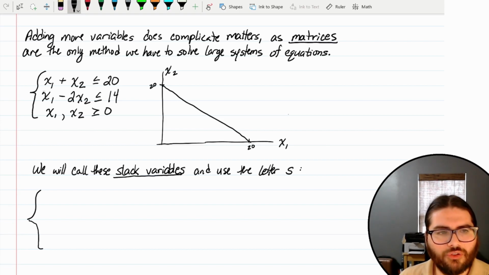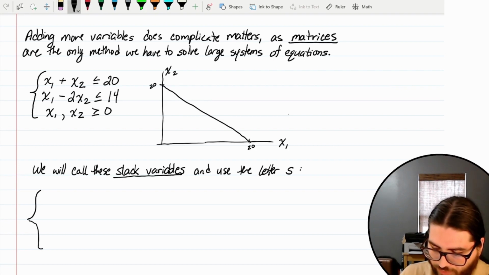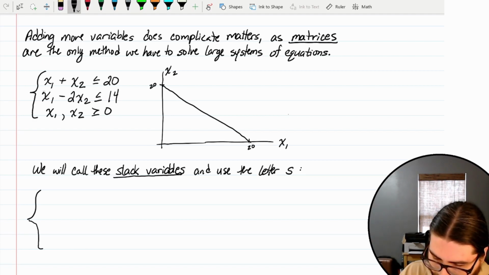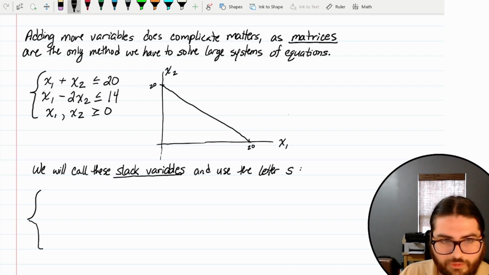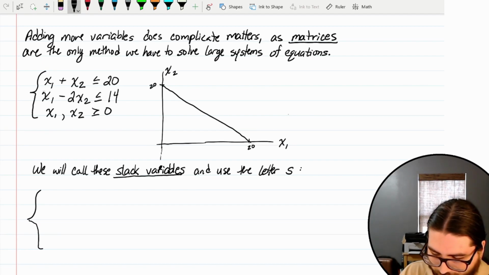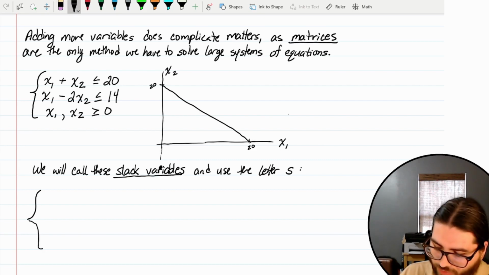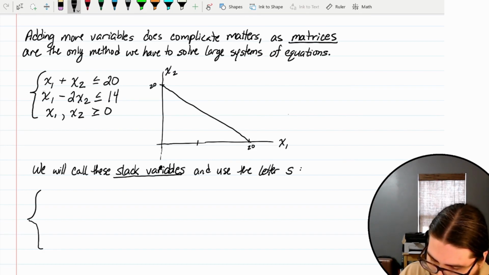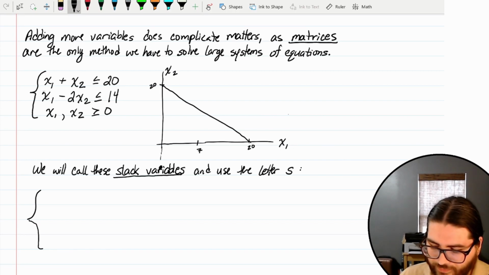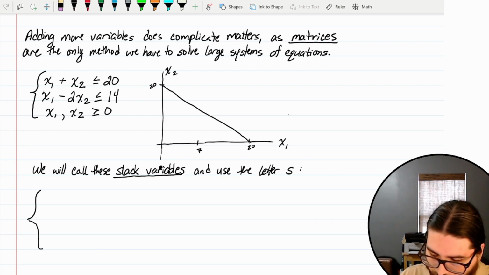X1 minus X2 equals 14. So when X1 is 0, X2 is -7. I can't even go down that far. -7 might be way down here. When X2 is 0, X1 is equal to 7. Oops. No, X1 is equal to 14, excuse me.